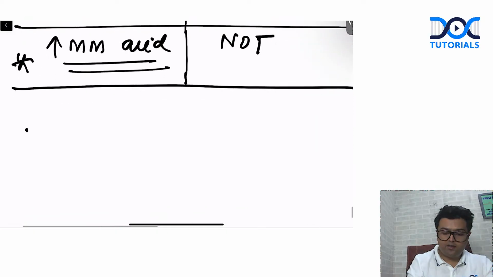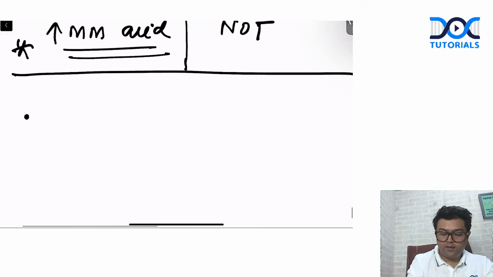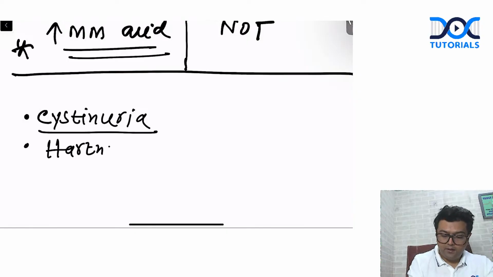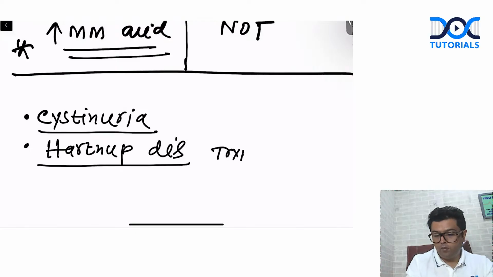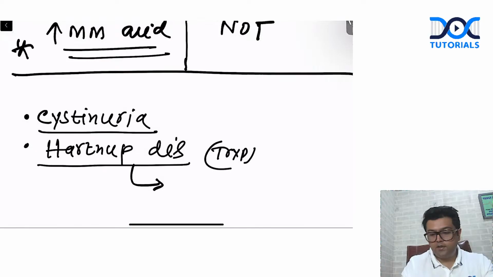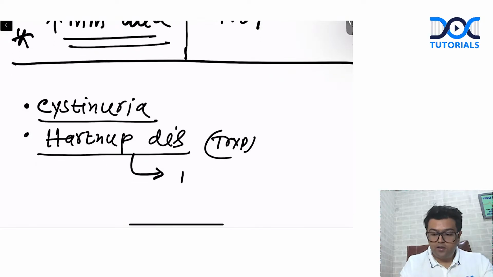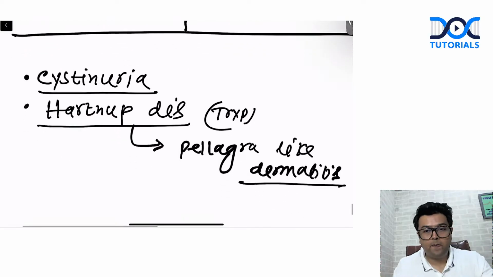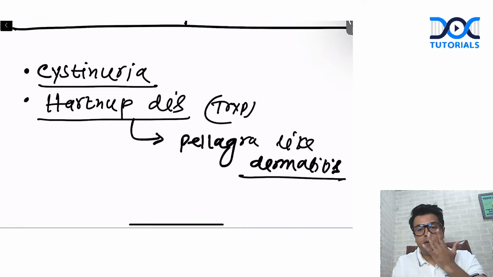What else? Other disorders which are not commonly asked in prof exams. One of them may be cystinuria. So guys, I would suggest at least go through the basics, and Hartnup's disease. Hartnup disease may be important in tryptophan metabolism, because a Hartnup's disease patient presents with pellagra-like dermatitis. Pellagra-like dermatitis. You got the point? So that is Hartnup's disease.